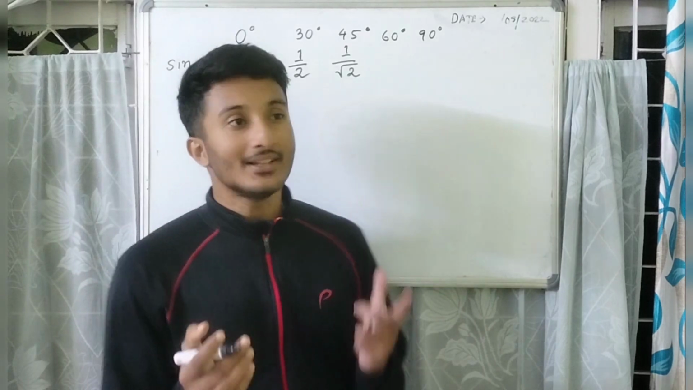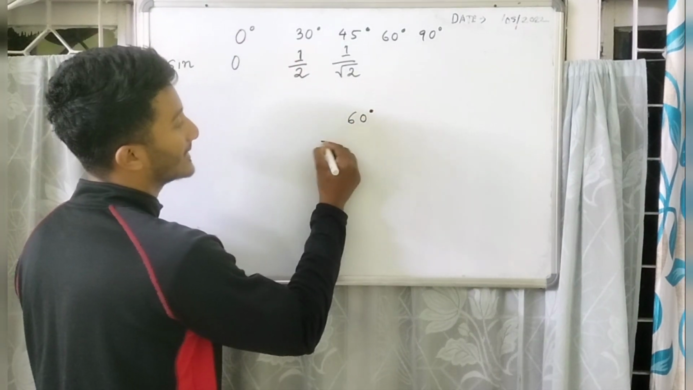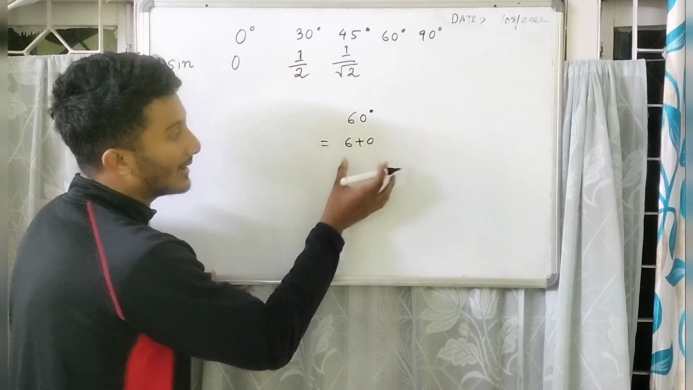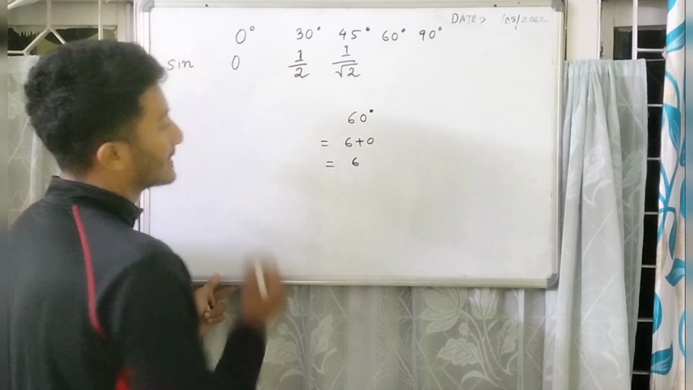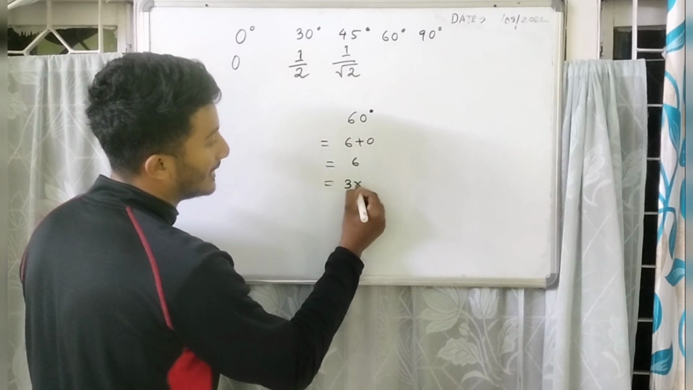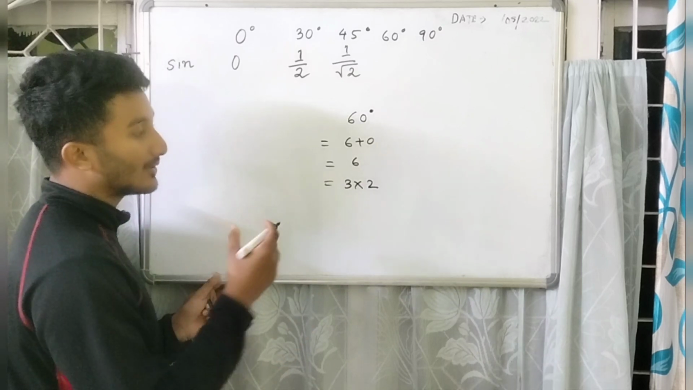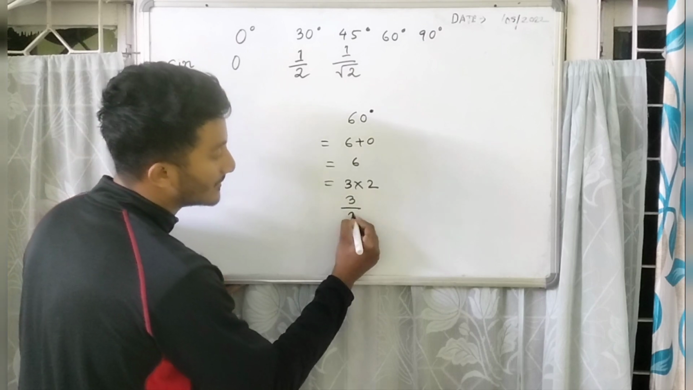Now sine 60 degree. Similarly like 30 degree, you can write here 60 degree, right? So 60 degree we can break down into 6 plus 0, okay? So now it will be what? 6, isn't it? So 6 can be written as 3 into 2. Now for improvisation, or to just use this trick, we can write 3 into 2 as 3 by 2, right?